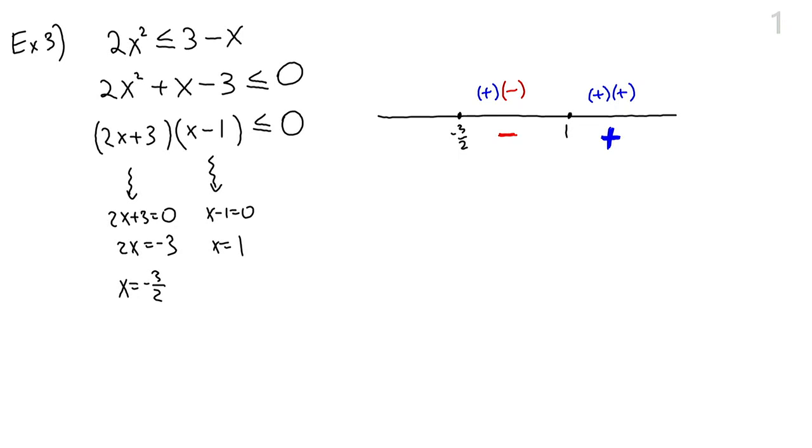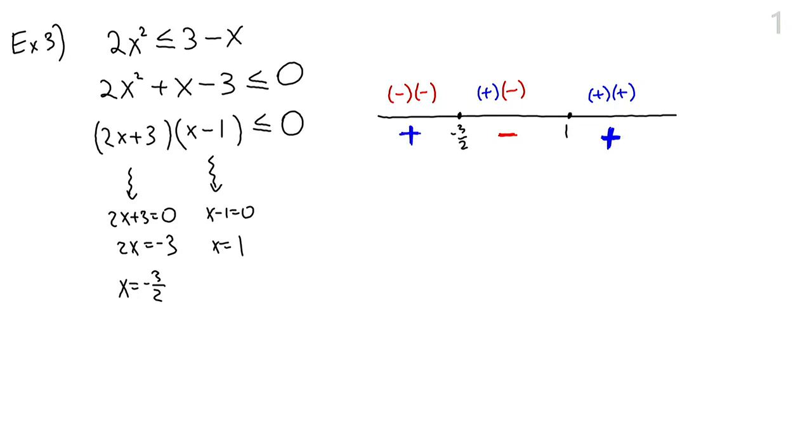Anything that's less than negative 3/2, we're going to have a product of two negative numbers. If you plug in, let's say, negative 2, then negative 2 minus 1 is negative, and 2 times negative 2 plus 3 is also negative. However, a negative times a negative is going to be a positive.